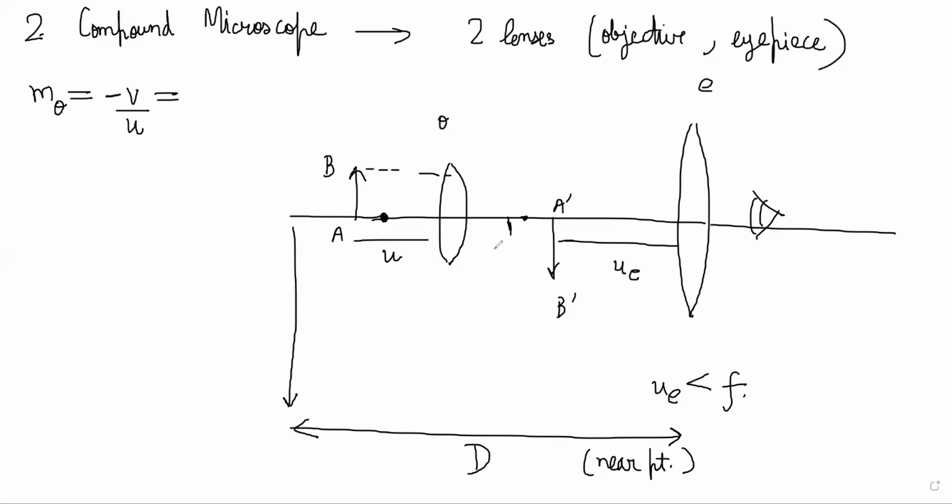Your V here is, okay, actually, I will use the lens equation to write this. 1 by V minus 1 by U is equal to 1 by F. So I want to find out minus V by U. This is U by V, U minus V by UV is equal to 1 by F.